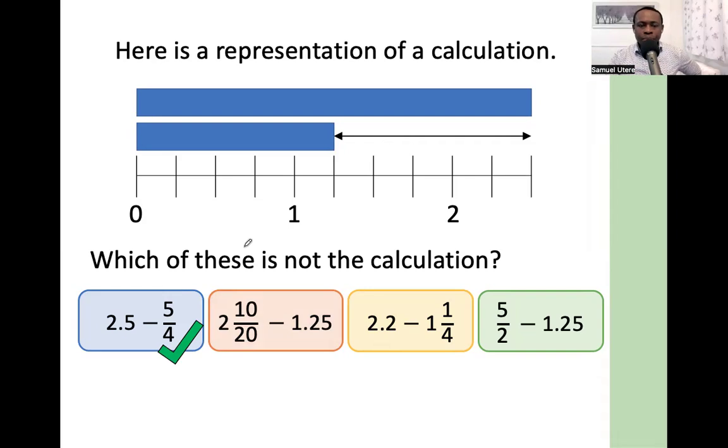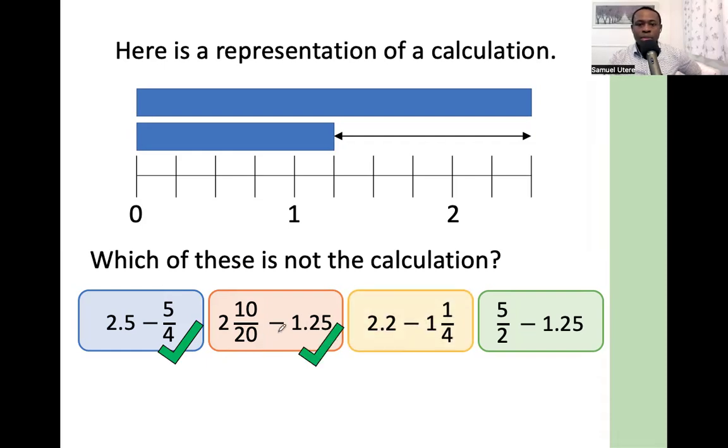This one is definitely 2.5, because 10 over 20, we can simplify it to a half. Okay, we can divide the numerator by 10 and the denominator by 10. That should give us 2.5. And then a quarter is 0.25. So it represents the same calculation.